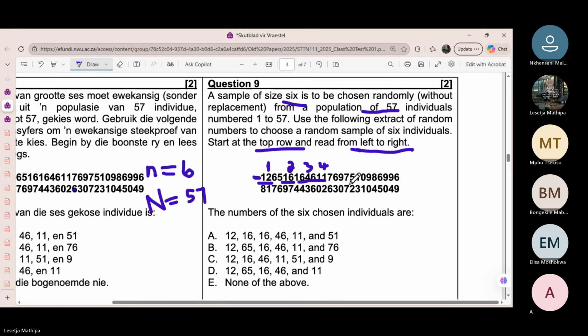Then the fifth number? 51. Then the sixth number, the last number? 9, which is this one. Now you go to your options and check: 12, 16, 46, 11, 51, and 9. Here it is. So the answer here is option C. Any questions?